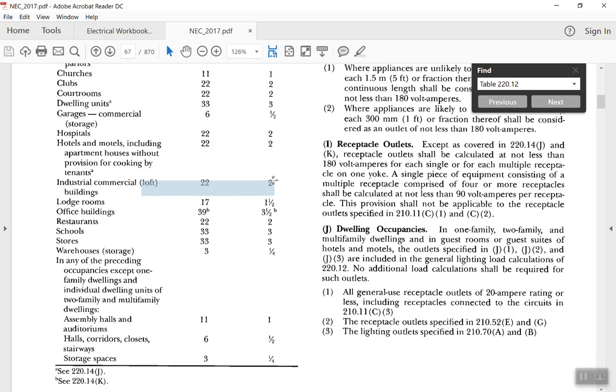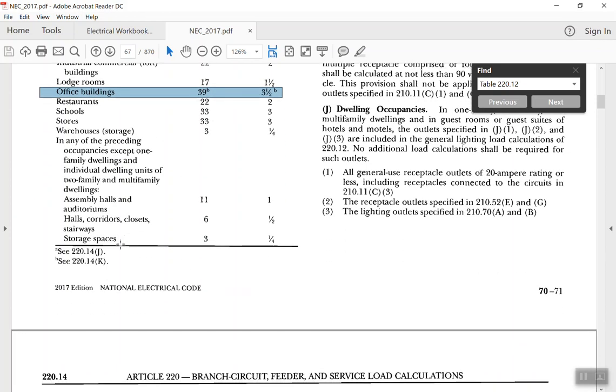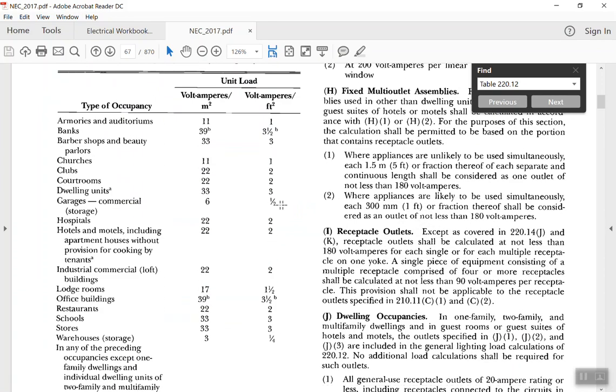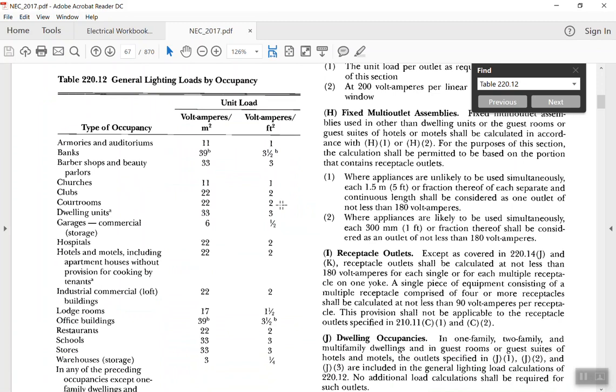Multiplier for a loft right there, multiplier of 2. Office always shows up. Lighting for an office building, 3.5. And then coming down to the bottom here, assembly halls. That's asked every once in a while, and it's 1 volt ampere per square foot. So regardless of the occupancy, you can come to this particular table and find your volt amperes per square foot based on the square footage of the occupancy.